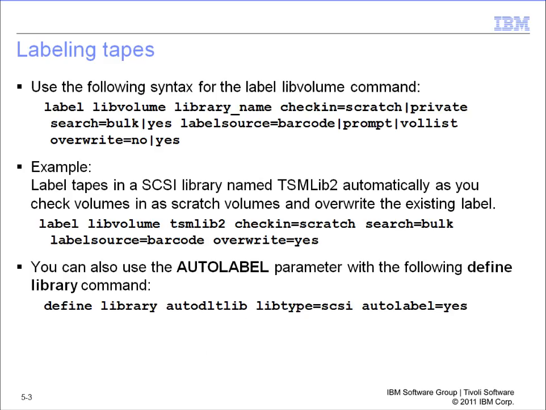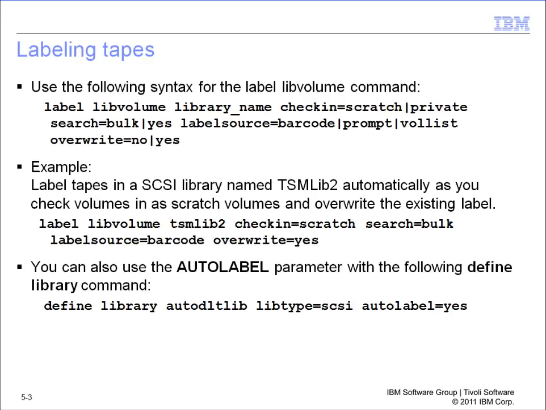As we said in the previous screen, all tape volumes are labeled. Now there's a couple of ways you can do this. You can use the label libvol command, in which you're going to say label libvol, that's your library volume, the library name, check-in equals scratch or private, you determine. We have search equals bulk or yes. Bulk specifies that the server is going to search the library entry and exit ports for usable volumes to label. Yes specifies the server labels each volume unless the volume is already labeled.